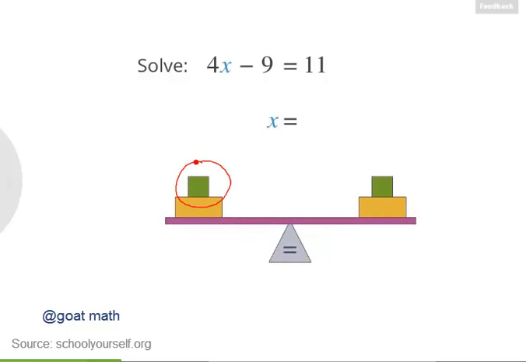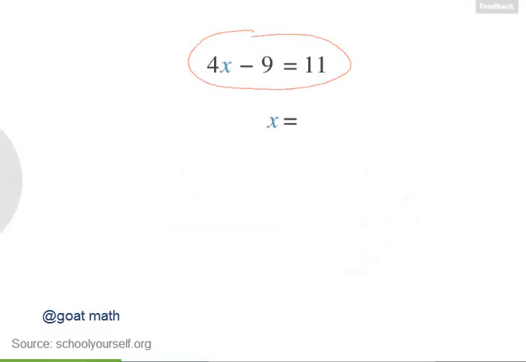If you ever change one side of an equation, you can keep it balanced by making the same change to the other side. And you can do this over and over again. So to solve this equation, you can do the same thing to both sides. First, you can add 9 to both sides. The 9's on the left cancel out, leaving us with 4x equals 11 plus 9, or 20.